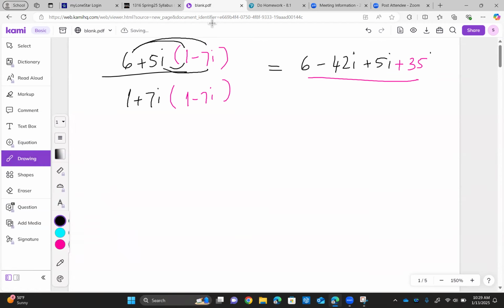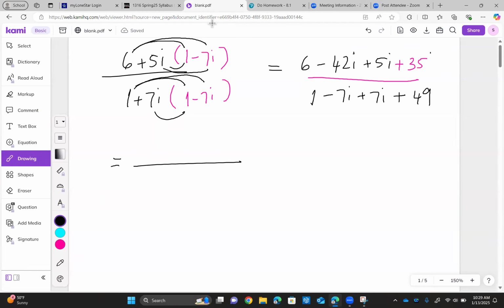So let's repeat what I'm saying here. 1 times 1 is 1. 1 times negative 7i is negative 7i. 7i times 1 is positive 7i. Here, positive times negative is negative, but because of the i squared, I will change it to a plus, and 7 times 7 is 49. If you don't understand this shortcut, do it as negative 49i squared, replace the i squared with negative 1, and then you will see that you get the same answer as me.